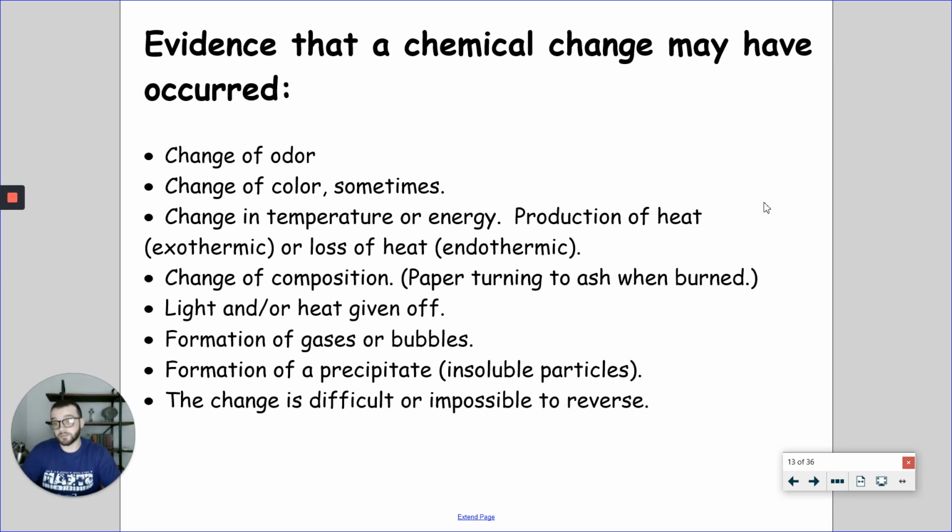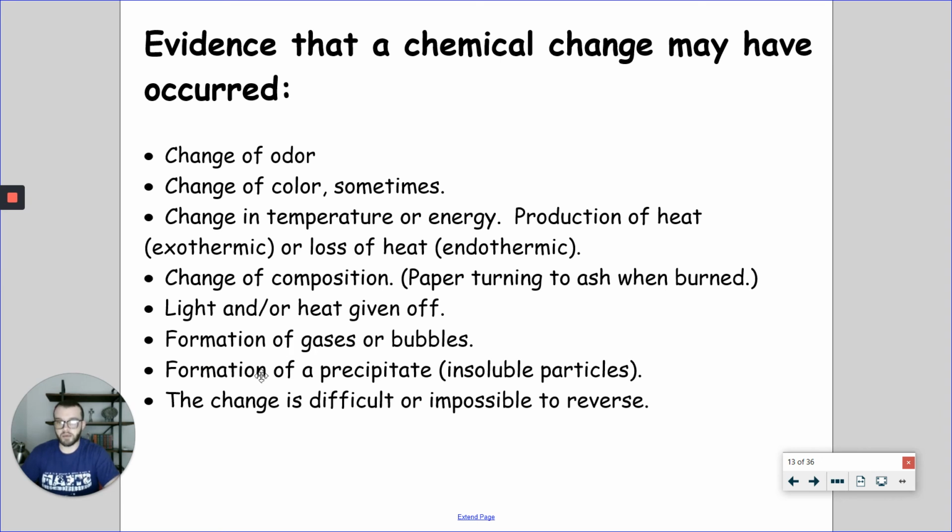A change in temperature. Okay, so if something heats up or gets really cold, a chemical reaction has happened. Change of composition. After something burns and leaves ash, or after something explodes, you get a weird smell, and there's bubbles and gases, or there's ash left behind. If you see a big light or heat given off, that's definitely a chemical change.